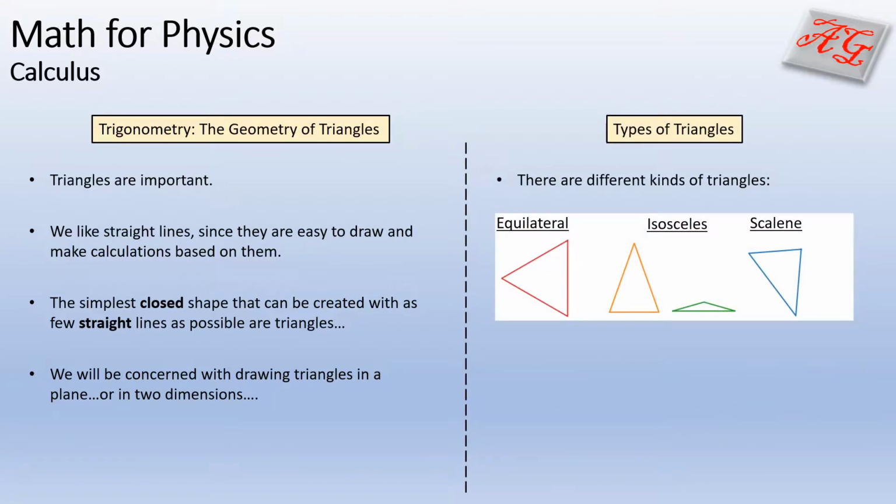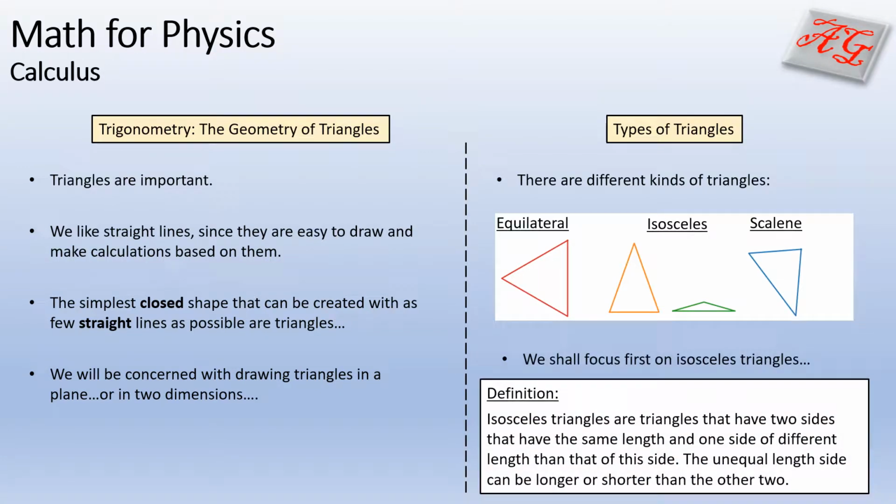In 2 dimensions, there are 3 different types of triangles possible: the equilateral triangle, the isosceles triangles, and the scalene triangles. Of course, within these categories, there are subcategories of triangles, but these are the only possible major types of triangles. In particular, the isosceles triangles are triangles that have 2 sides of equal length and a side of unequal length. This other side can either be shorter or longer than the other 2 sides.